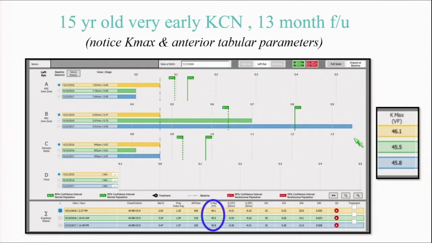This is the example. Here's a 15-year-old, very early keratoconus and a 13-month follow-up. Notice Kmax, no significant change at all. Notice the anterior surface, no significant change, but notice what's going on in the back of the cornea. Progressive posterior ectasia. This is when you want to intervene. This, you preserve vision in this 15-year-old. You're not waiting until the anterior surface gets distorted and he or she loses vision.